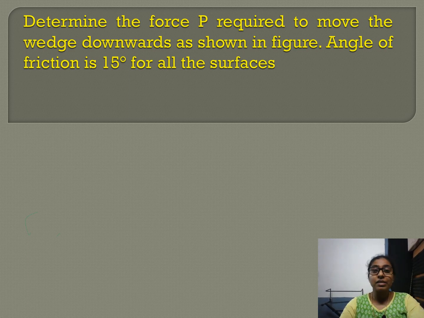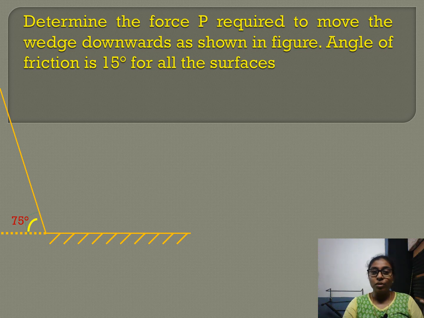So the problem is to determine the force P to move the wedge downwards, and the angle of friction is 15 degree for all the surfaces. So this is the given surface. We have one horizontal surface and one inclined surface. The inclined surface is inclined at an angle of 75 degree with the horizontal.